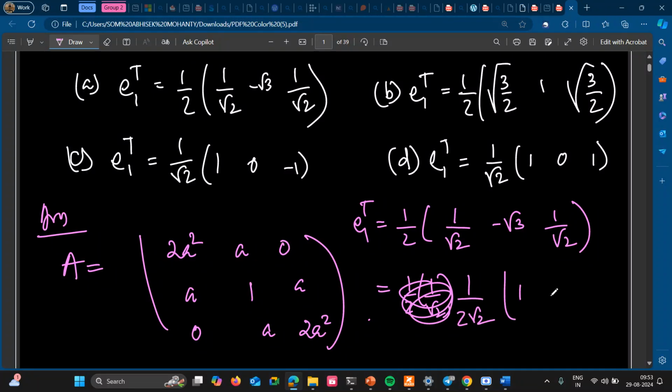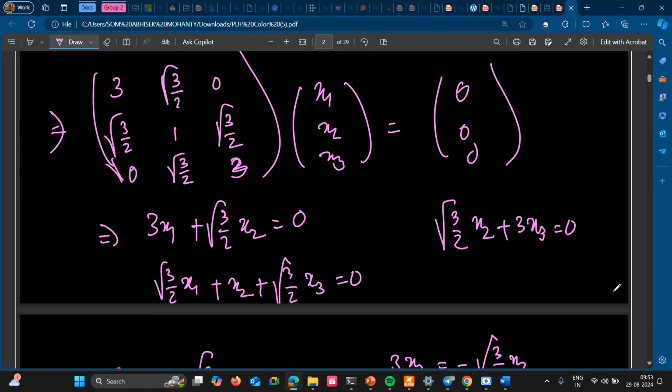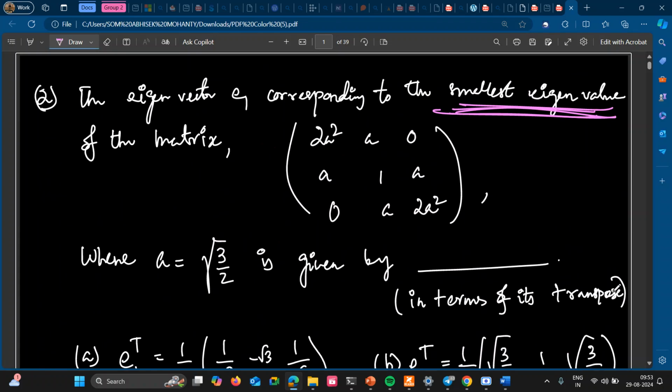And what will be this one? Minus root 3 into root 2, isn't it? Because I took 1 by minus root 6 out, this one. Isn't it the answer we got? See? Okay, yeah, that's it. Option A is the correct answer.